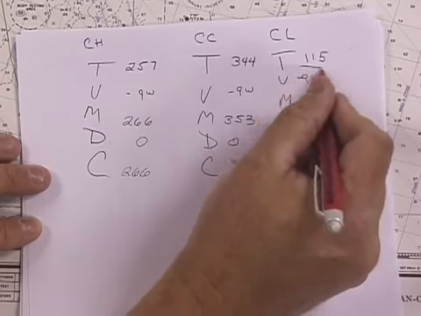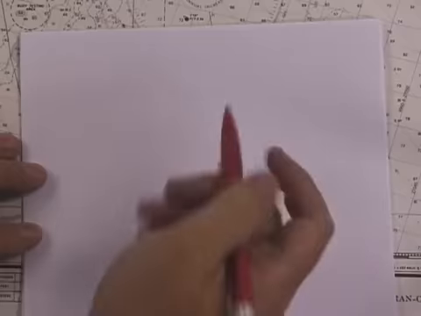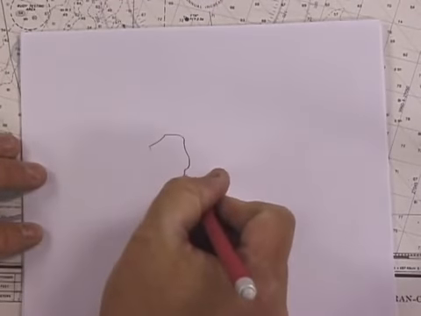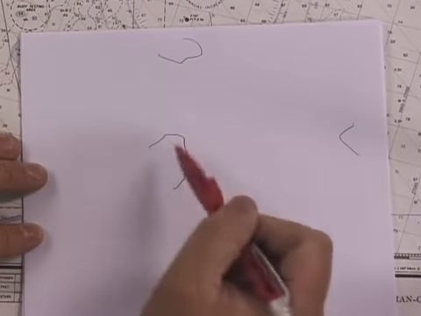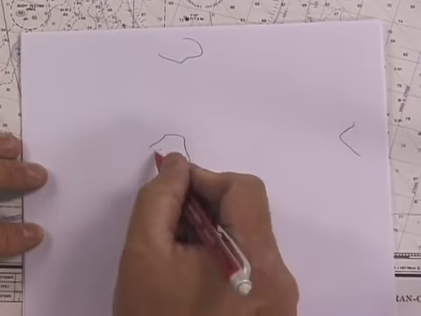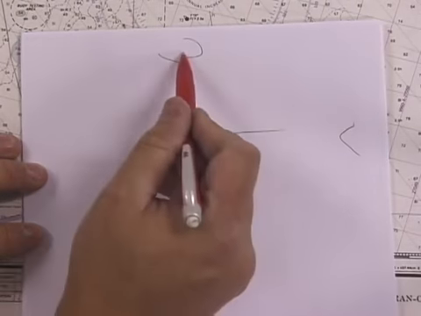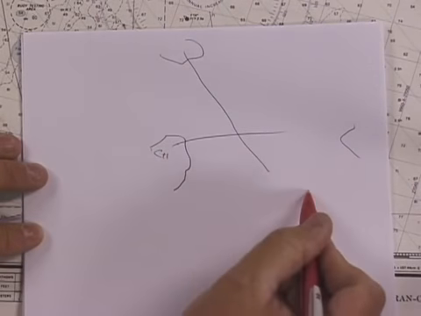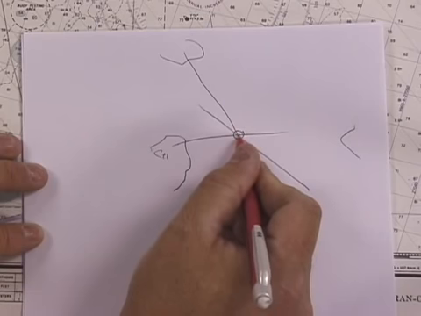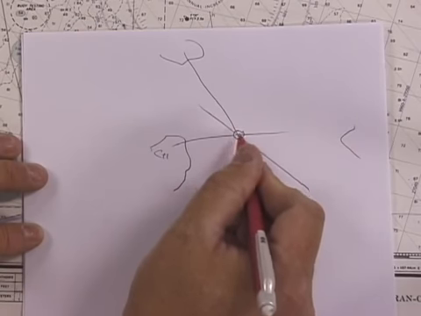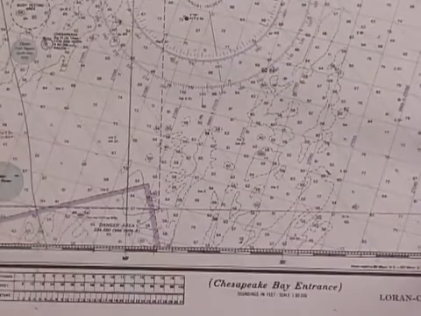Now I can take these to the chart and work them out. This is a real rough sketch of our bearings. You take each one, this is Cape Henry and the light, and you draw a line. Cape Charles, you draw a line. And Chesapeake Light, you draw a line. What you're looking for is an intersection. Wherever they intersect, that's your position, that's your latitude and longitude. So let's go ahead and work it out on the chart.